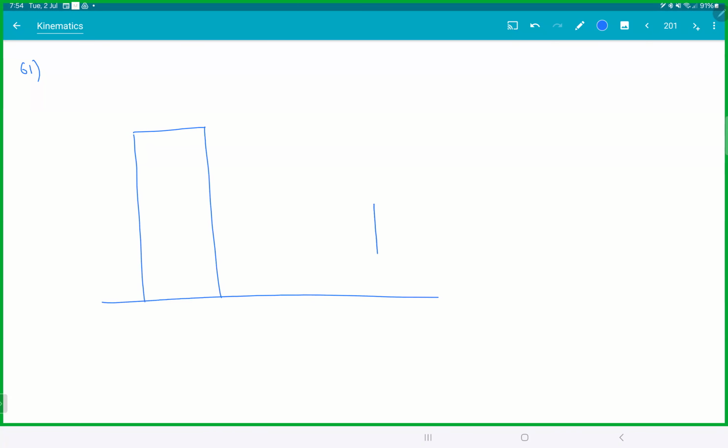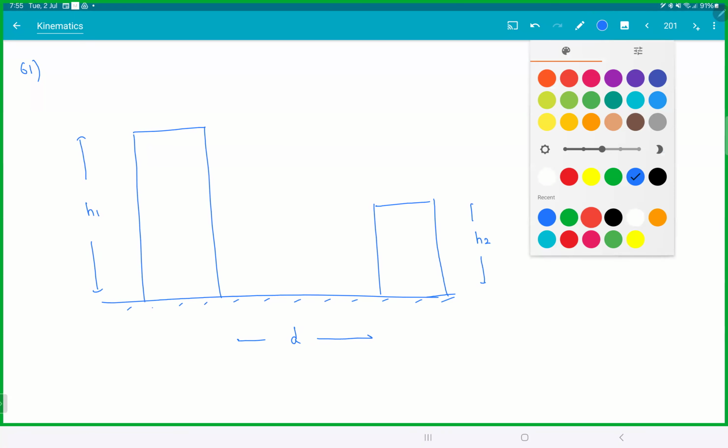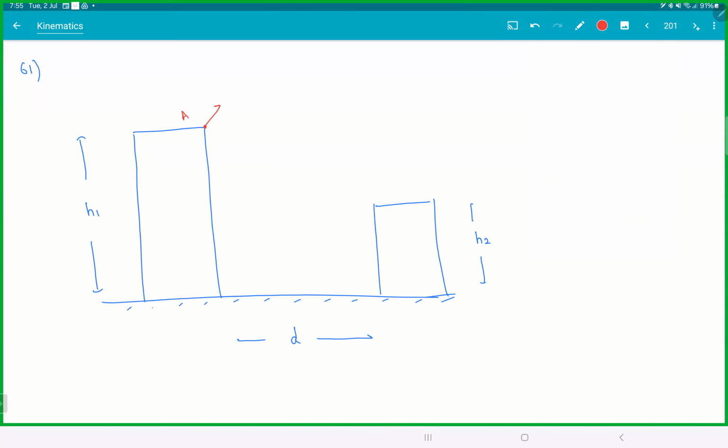So we have two buildings. Let's say the height of one building is h1, the height of the other is h2. The distance between the buildings is d. There's a particle A here, projected with u1 at an angle theta1, and a particle B here, projected with u2 at an angle theta2. Lots of variables. First question, find the minimum distance between them. Gravity is acting everywhere. Find the minimum distance between A and B.